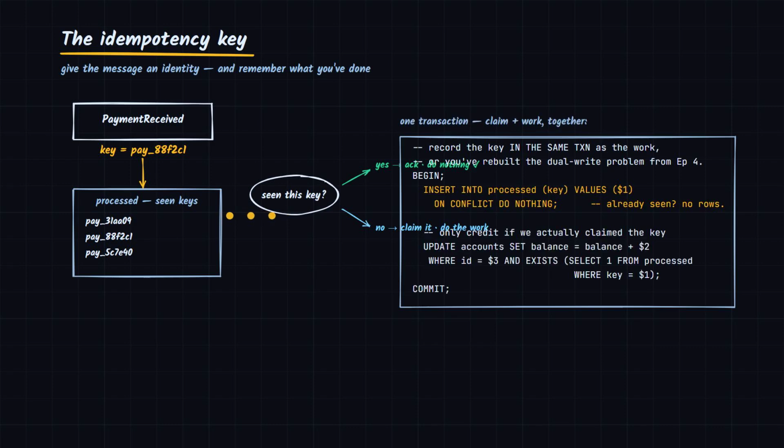And now the interesting question, which people get wrong. Where does the key come from? Not from the consumer, because a duplicate must produce the same key. Not from a timestamp or a random value for the same reason. It has to come from the message.